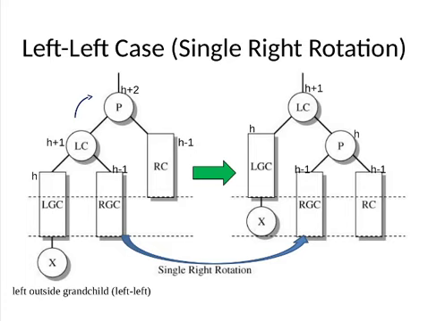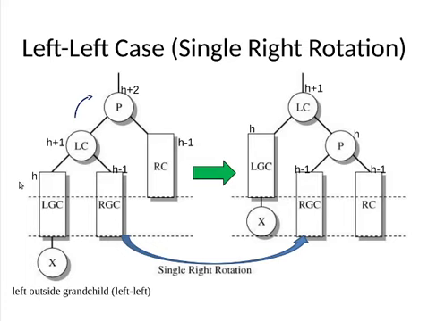We note that the height of P is 1 plus maximum of height of LC and height of RC. That means the height of P is h plus 2 after the left insertion of X. What is the height of root of LGC and RGC? The height of LC is h plus 1. So one of its children must have height h. That is, height of either LGC or RGC must be h.